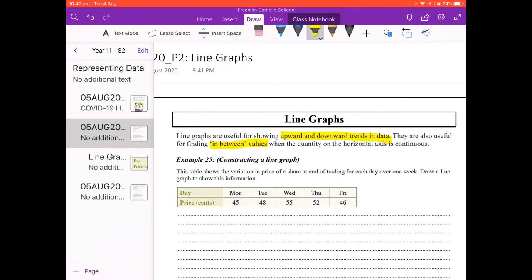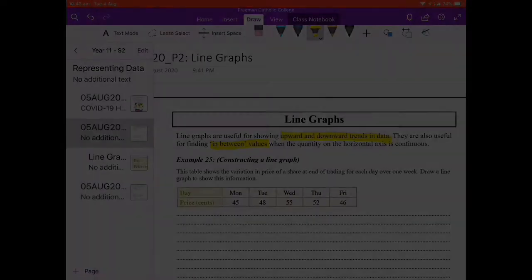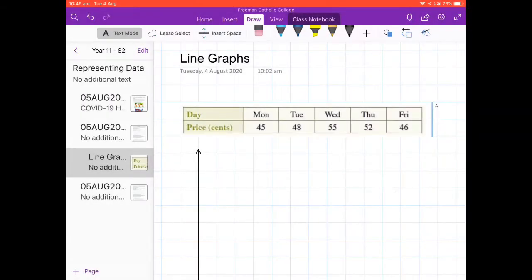Example 25, constructing a line graph. Okay, so here we've got a table which shows the variation in price of a share at end of trading for each day over 1 week. Draw a line graph to show this information. Okay, so simple exercise. This is all revision. Let's draw a line graph.